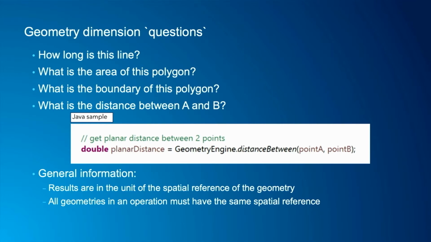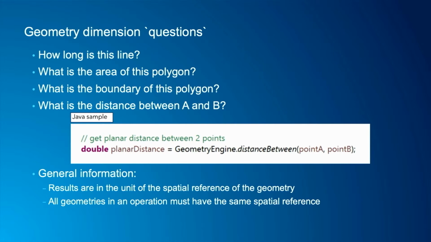Some things to keep in mind are that the results are always in the unit of the spatial reference. So if you're working with Web Mercator, for example, that's in meters, so your results will be in meters as well. Also, all the geometries that are fed into the geometry engine must be in the same spatial reference. So for example, if you're working in a map that's in Web Mercator and you're getting a point from your click, it will probably be in Web Mercator as well.